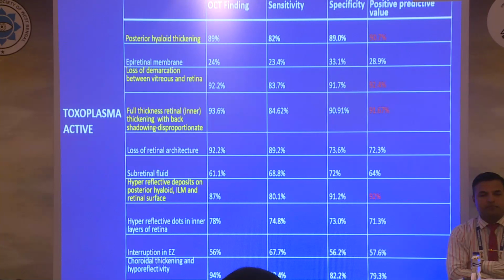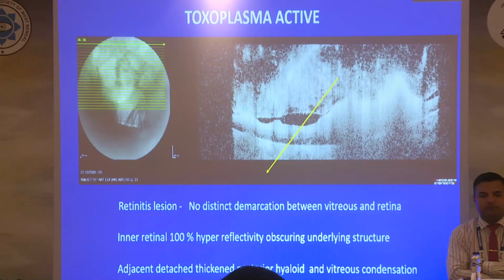In toxoplasma active cases, the posterior hyaloid thickening, loss of demarcation between vitreous and retina, full thickness retinal thickening with back shadowing, which was disproportionate to the retinitis, and hyperreflective posterior hyaloid, ILM and retina had the most positive predictive values. These are some illustrative cases.